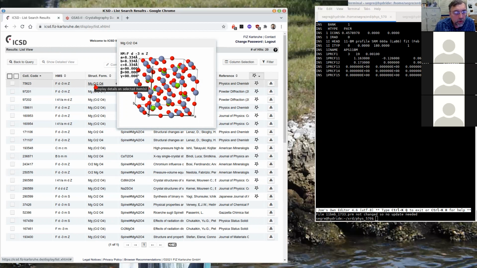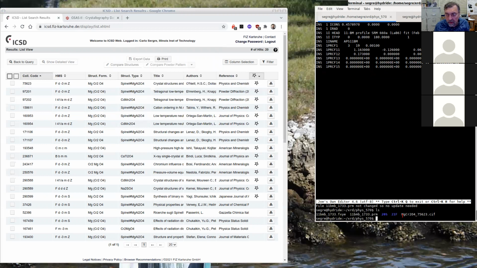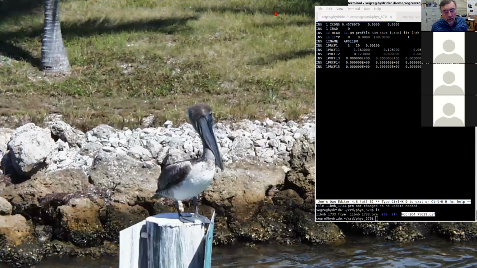Okay, we don't need to worry about this. What we want to do is download it. And this is the one I've downloaded already before. So if I look up here over on the right side, you can see I've downloaded the magnesium chromium 2 O4, 75623, which is this top one. And that's the one we're going to work with. So let me close this for the moment. And now let me open GSAS-II.